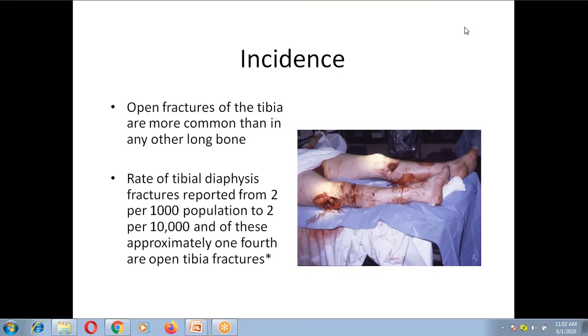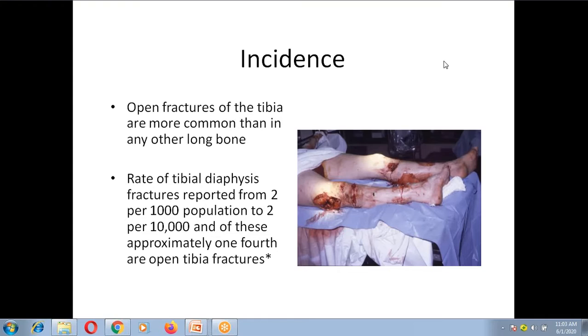I'm Dr. Venugopal, Associate Professor of Orthopaedics, and today I'm going to discuss open fractures. Can we start now? Hello. Yes, sir. Okay.